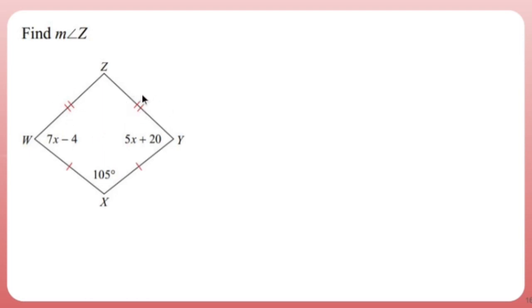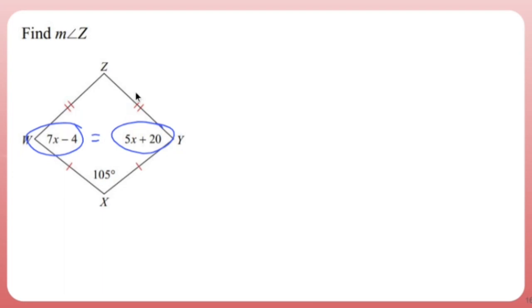These two sides are congruent. These two sides are congruent. This is a kite because the sides are next to each other, not opposing each other. Now, when you have a kite, the angles in between the non-congruent sides are called non-vertex angles, and these angles are equal to each other.